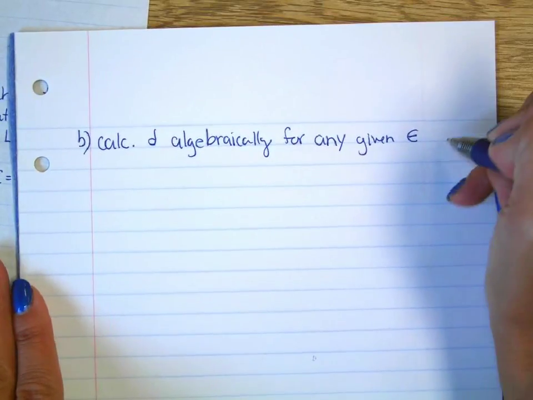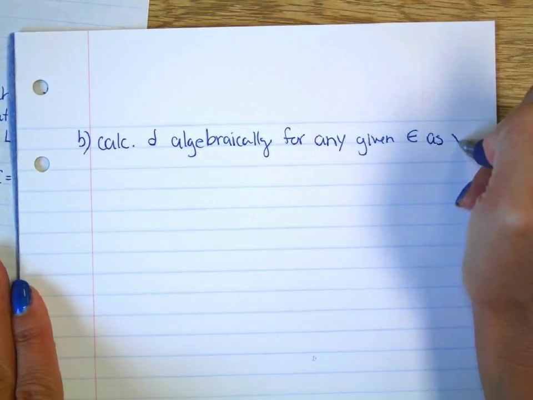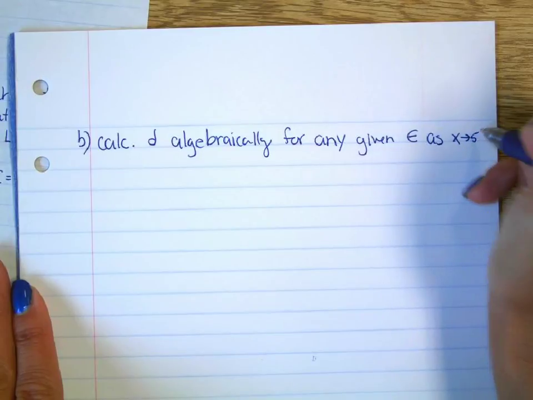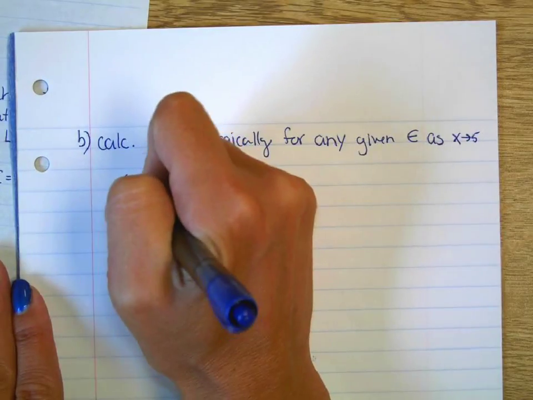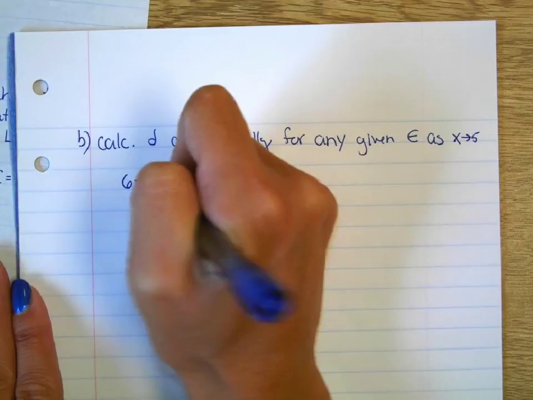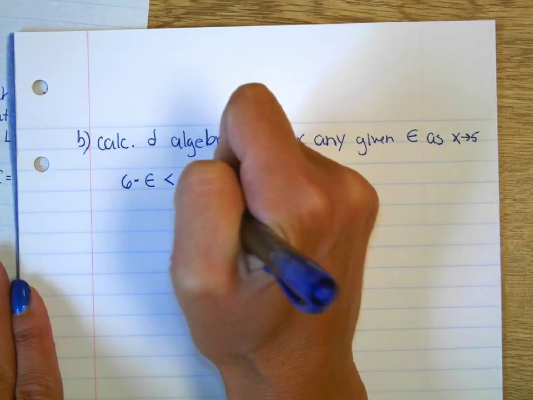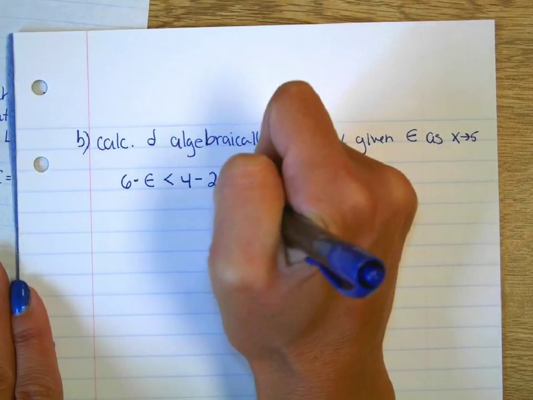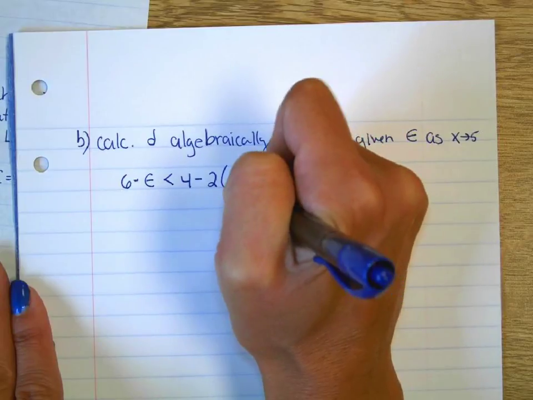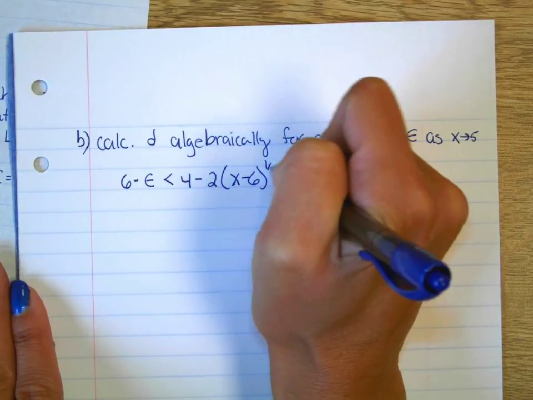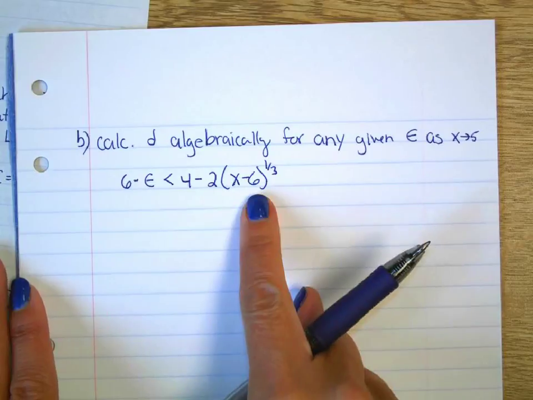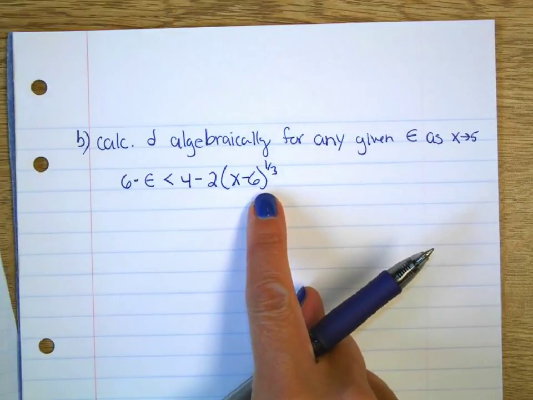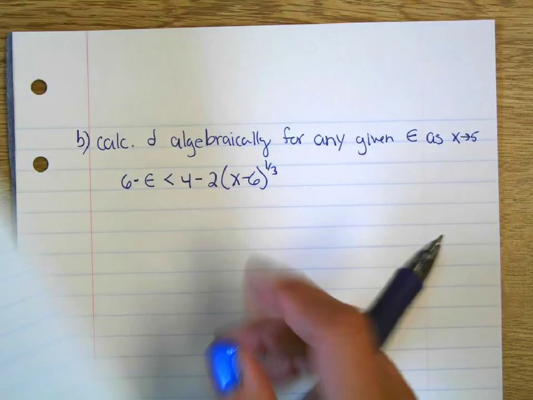And this is still as x approaches 5. That's why we can do it. As x approaches 5, I'll go 6 minus the epsilon less than 4 minus 2. I'm going to rewrite that as x minus 6 to the 1/3 instead of that cube root. From now on, I will always write fractional exponents instead of the root. All right, it's the same steps we did here.